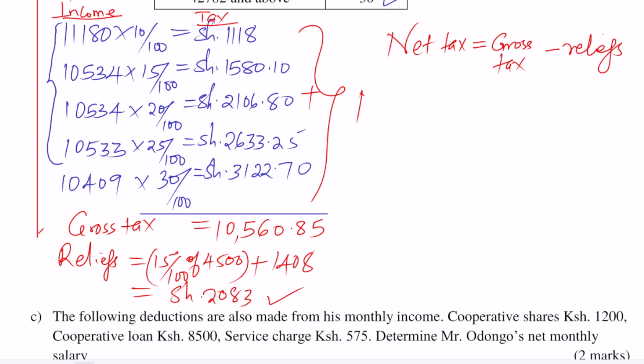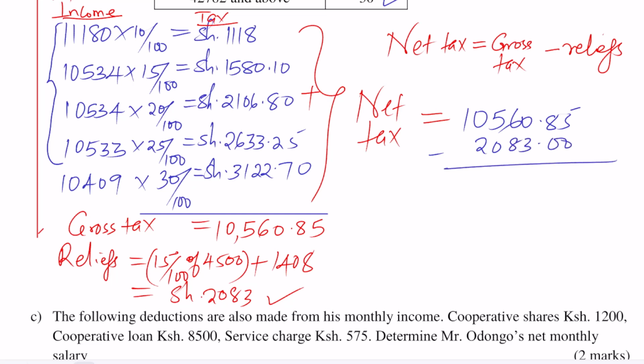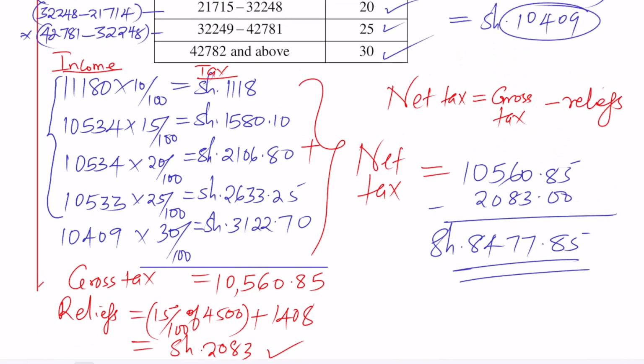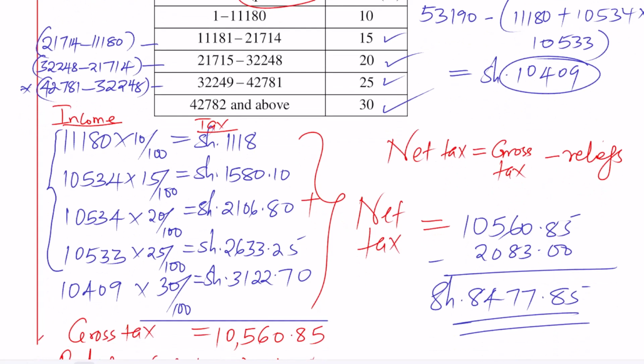Now we can get the net tax. Net tax is given by, we take the gross tax, which is 10,560.85, and then we subtract 2083, and this will give the net tax of 84.77 and 85 cents. So that is how you get the net tax. That is how we calculate that.